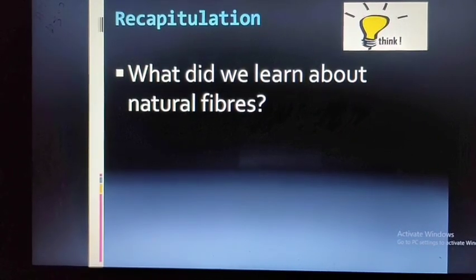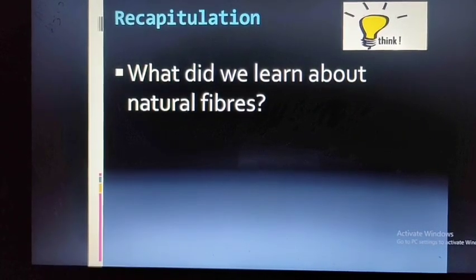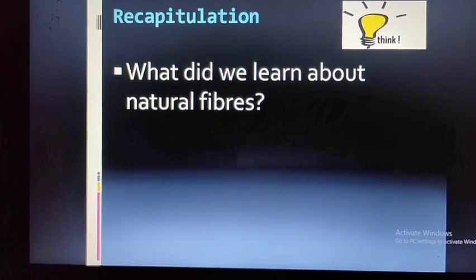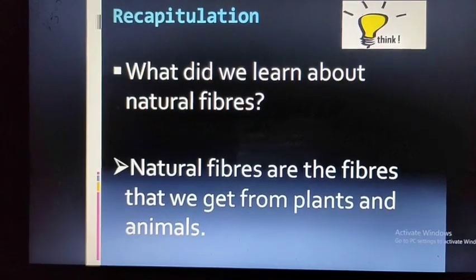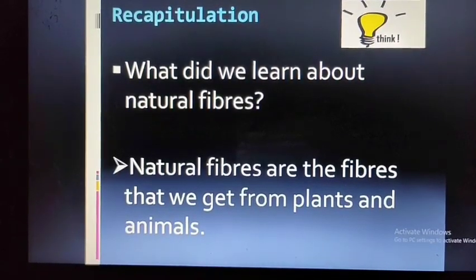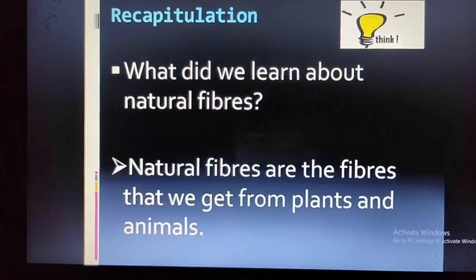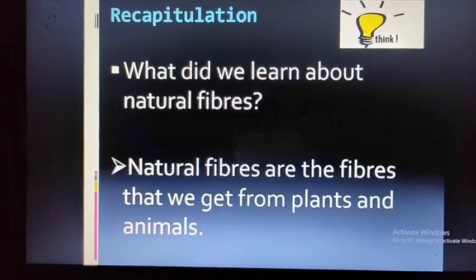What did we learn about natural fibers? Students, can you recall the answer? Yes. Natural fibers are the fibers that we get from plants and animals. Examples are cotton, jute, silk, and wool.